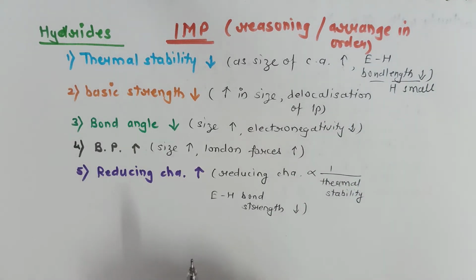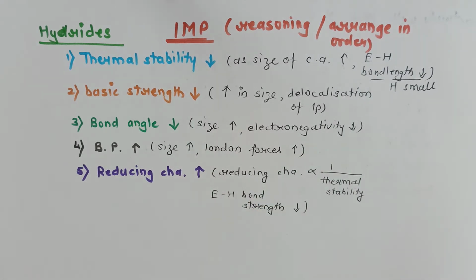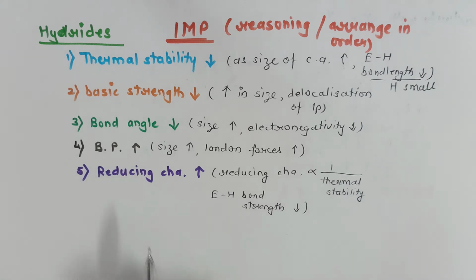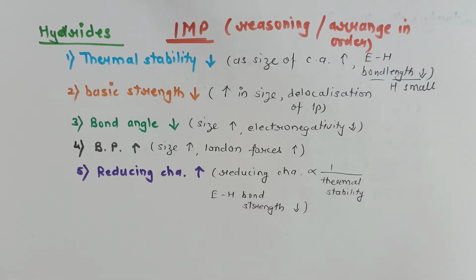Basic strength decreases down the group because as the size increases, the delocalization of the lone pair is there. These concepts we have already seen in our last video. Bond angle decreases because the size increases. Boiling point increases, reducing character also increases, and we have seen reducing character is inversely proportional to thermal stability. So all these we are going to study with respect to group 16 elements today.